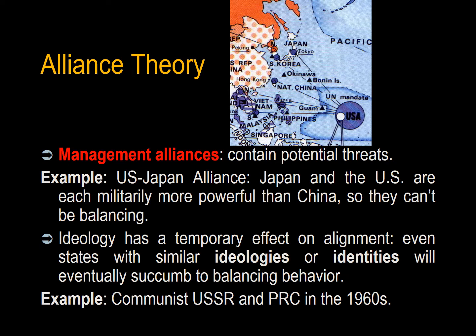One of the hypotheses that Walt confirms is that ideology only has a temporary effect on alignment. Even states with similar ideologies will eventually succumb to balancing behavior. So management alliance is a way of trying to extend that common liberal ideology in the case of the US and Japan. But as I mentioned earlier, countries with the same ideology can turn on each other, like communist USSR and China. Another example are the Ba'ath political parties that were present in both Iraq and Syria, led to a legitimacy crisis that led to a border conflict in the late 1970s between the two states.